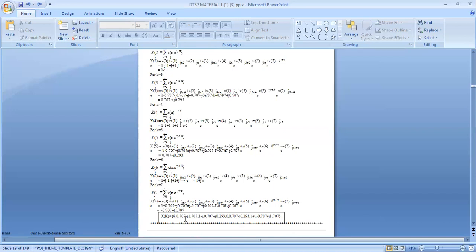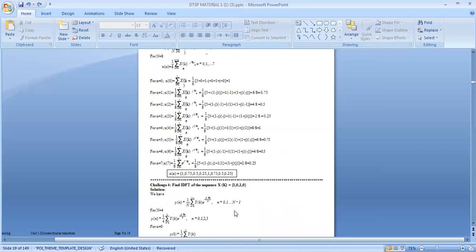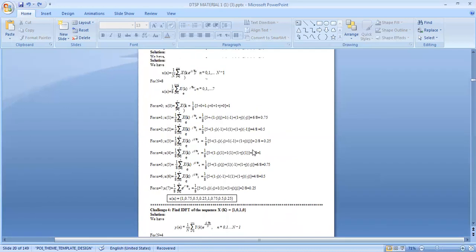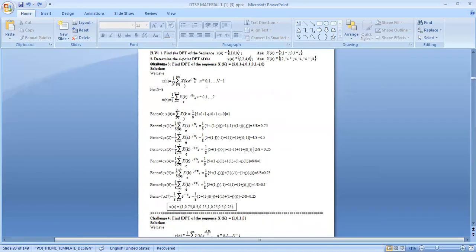See over here, as in the last problem itself, we have a trick. Here is the check: this is to be 0.707 plus j 1.707. Similarly, the next one is 0.707 plus j 0.293, and over here this will be minus j 2.293. So for checking your answer, we can check whether the answer is right or not by using the complex conjugate. So far I think the DFT of the sequence is clear.